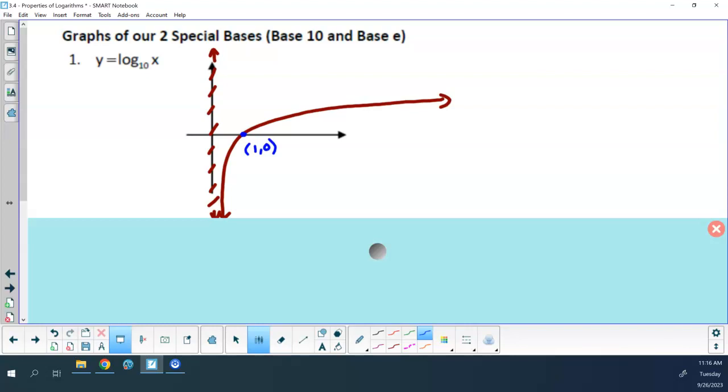Once you see the pattern, what exponent on 10 do I have to get 10? 1, right? So what's that point? 10, 1. Give me another one. Oh, put that calculator away. 100, 2.